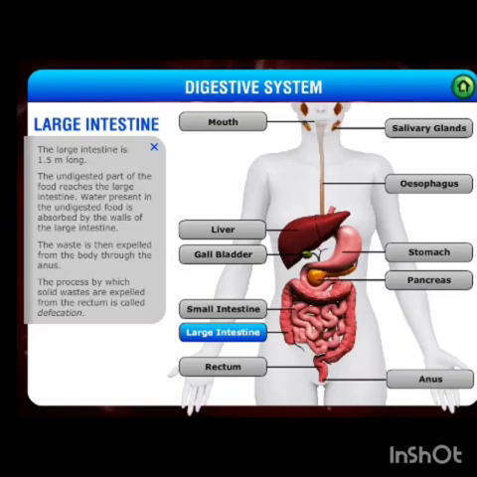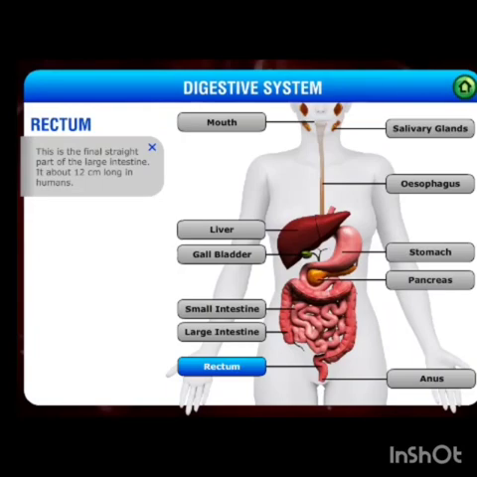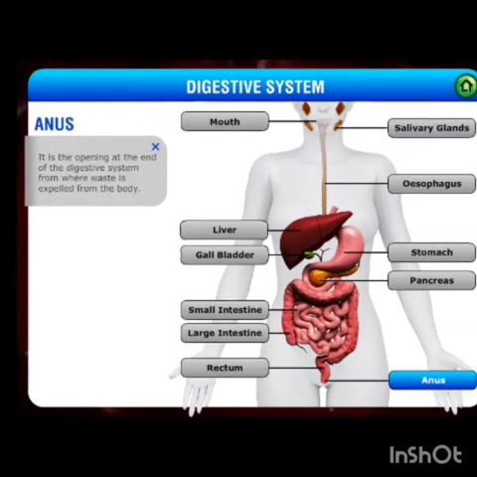Waste products are passed into the end of the large intestine called the rectum and eliminated out of the body as a solid matter called stool. It is stored in the rectum as semi-solid feces, which later exits from the body through the anal canal through the process of defecation.